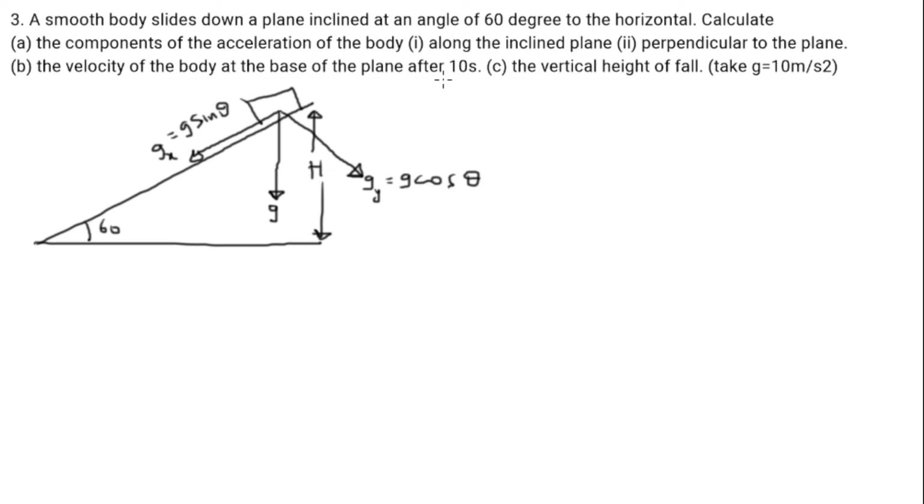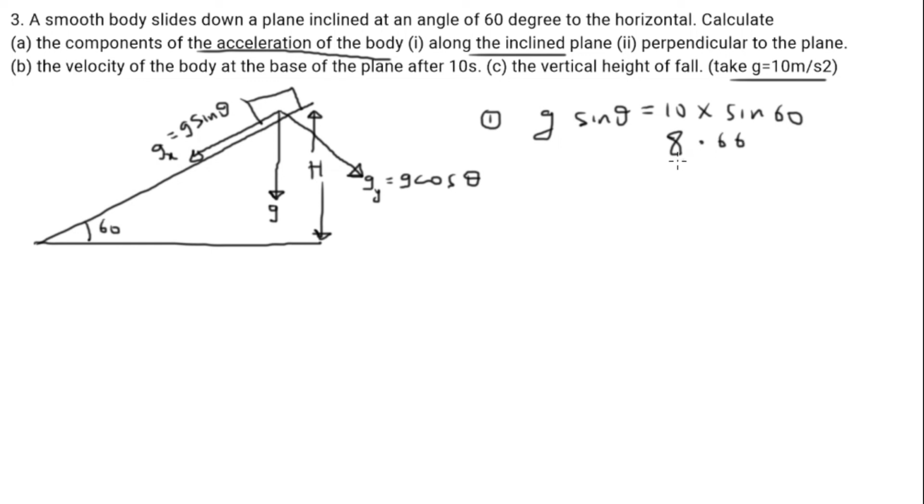So the component of the acceleration of the body along the inclined plane is supposed to be g sine theta, and of course g in this case is given as 10, multiplied by sine of 60 degrees. That's 8.66 meters per second squared, because this is the component of the acceleration along the inclined plane.